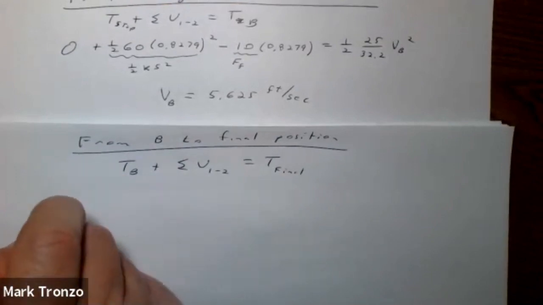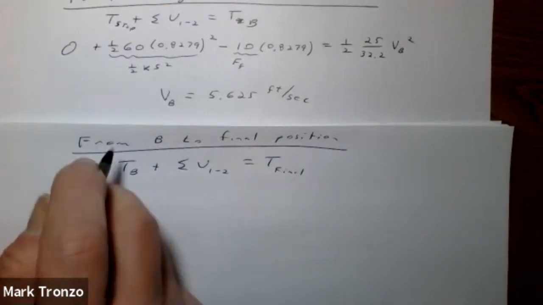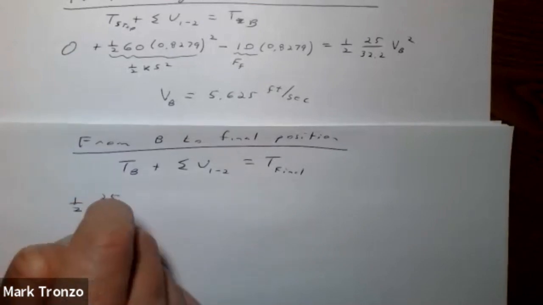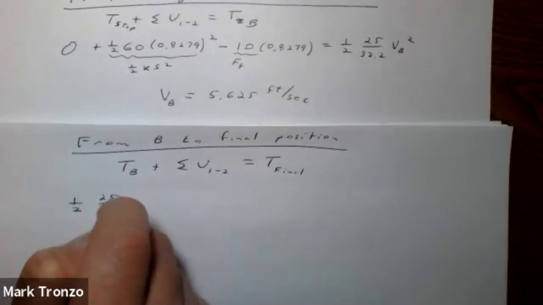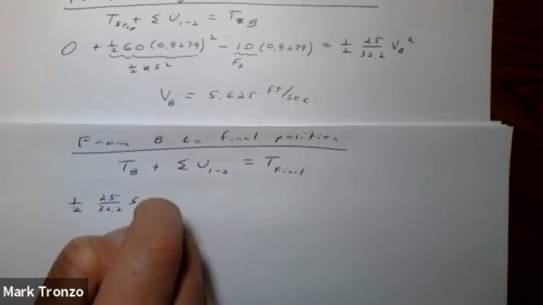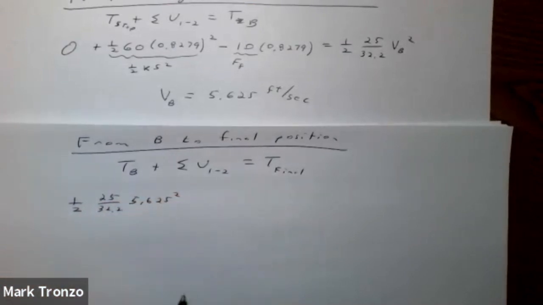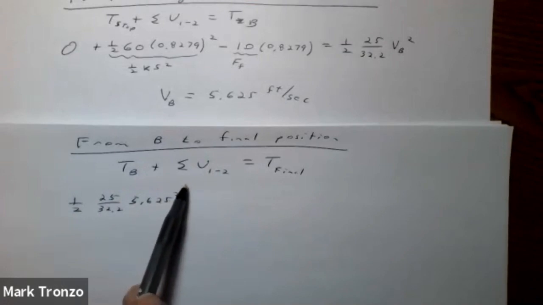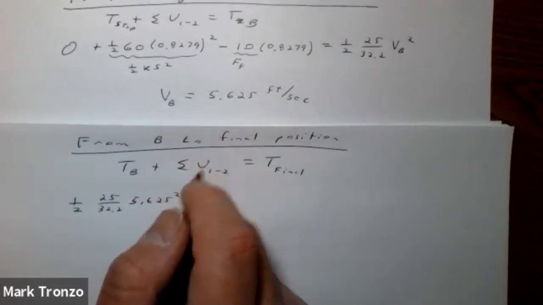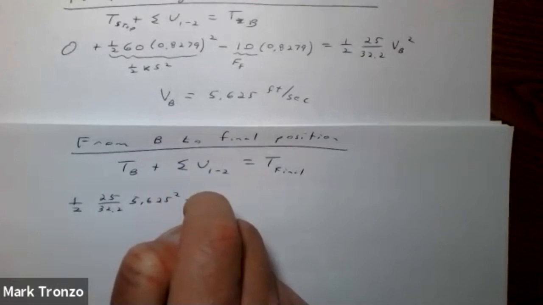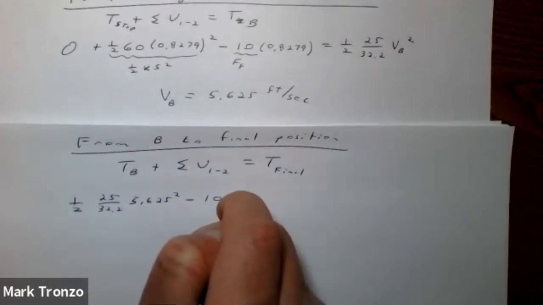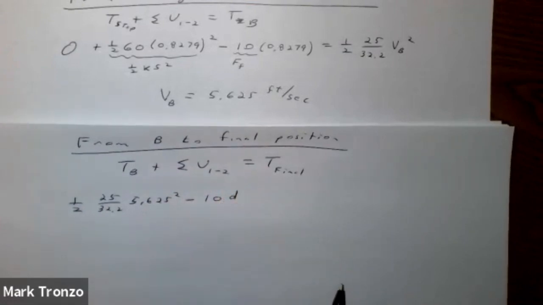And so that's going to be 1/2. Again, at point B, it's 25 divided by 32.2, and then the velocity is 5.625 squared. And again, when it's moving from point B, out in that open area, all there's going to be is just friction, minus 10 times, I don't know what you'll call this, maybe D, distance D.